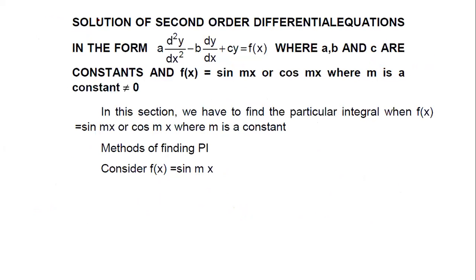Next is the solution of a second order differential equation in the form a d square y by dx square plus b dy by dx plus cy equal to f of x, where a, b, c are constants and the right hand side f of x is sin mx or cos mx. There is no separate rule for sin and cos. For both sin and cos, the same rule is there, where m is a constant not equal to 0.